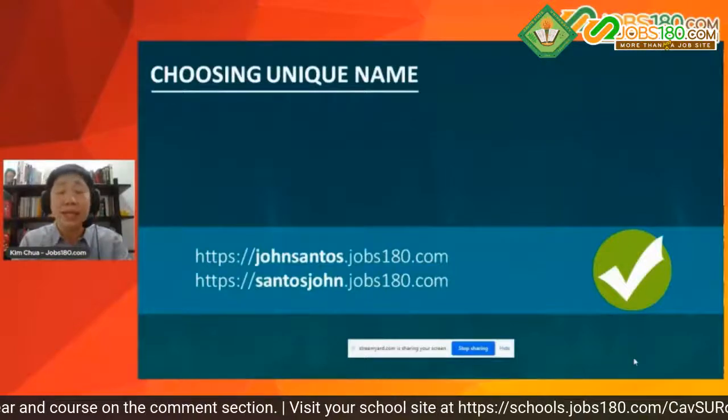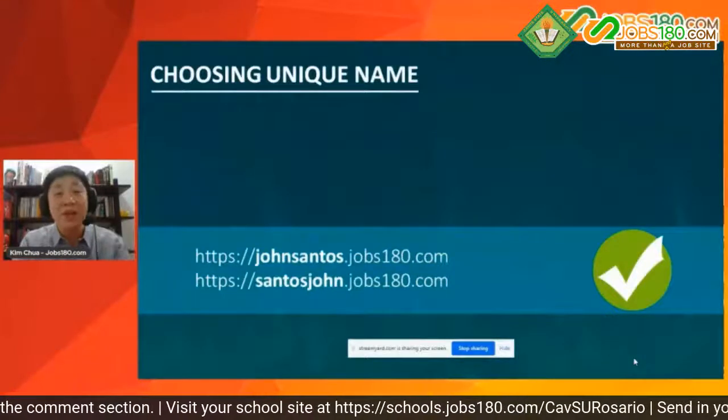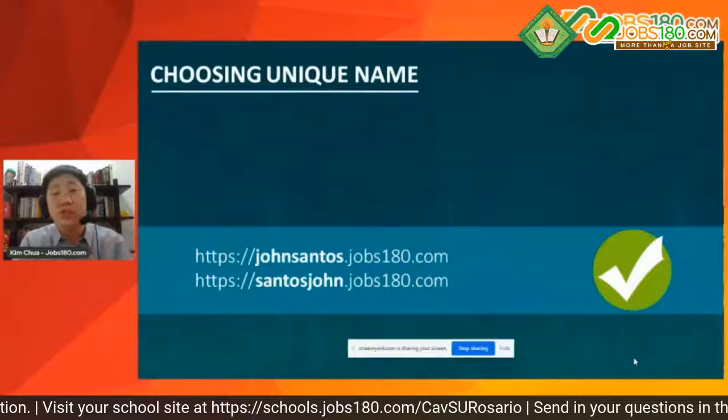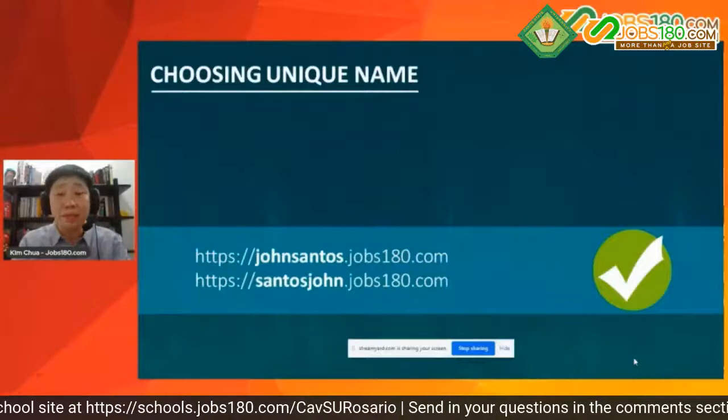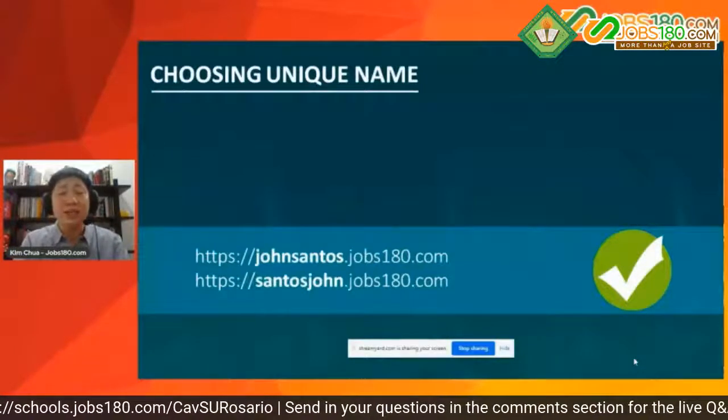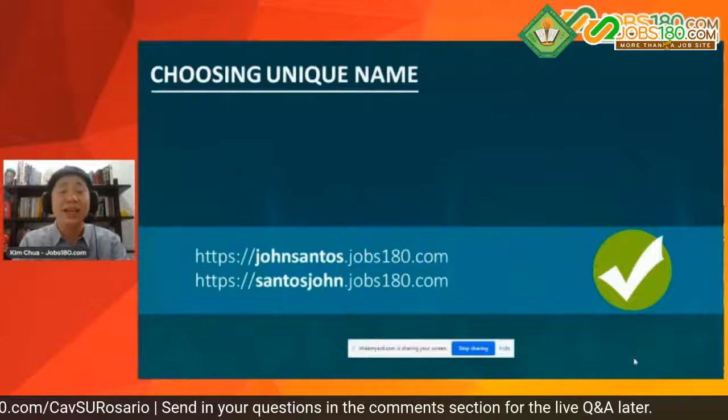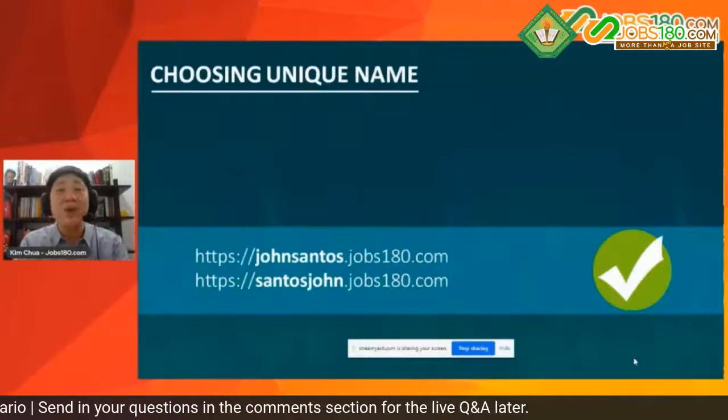Huwag kayong malungkot pag taken na, okay lang, just be creative. Pwede mo gawin, baliktarin mo. Gawin mo santosjohn.jobs180.com o kaya J Santos o kaya Santos J o kaya JS o kaya SJ. Depende kung ano gusto mo gawin. Basta importante, wala kang kapangalan.